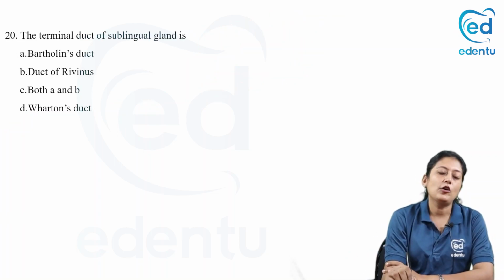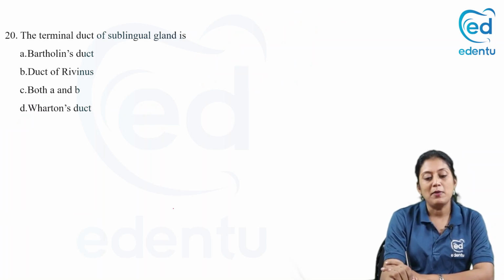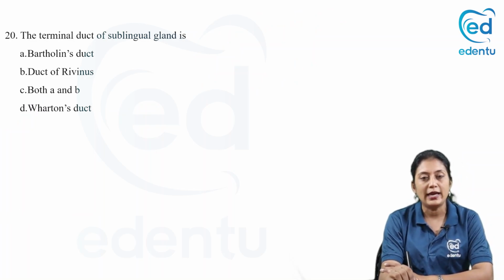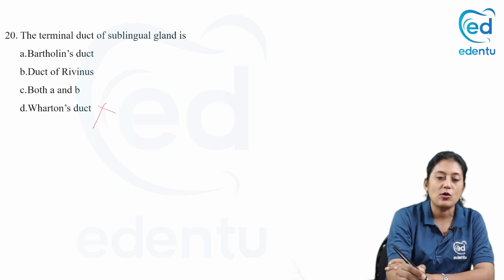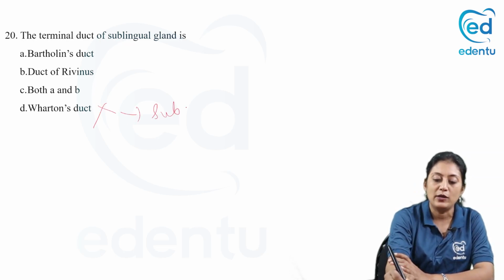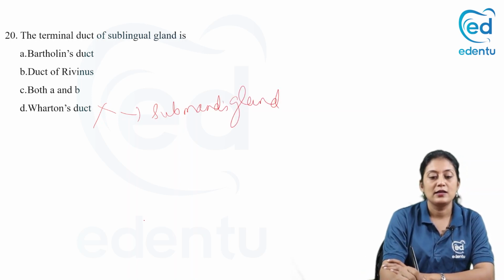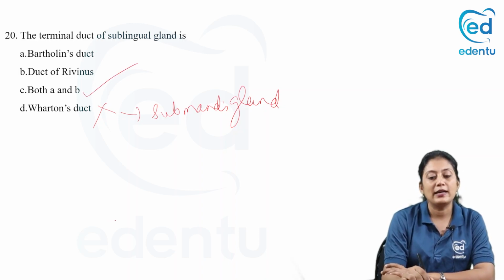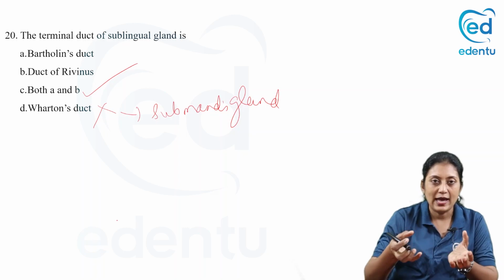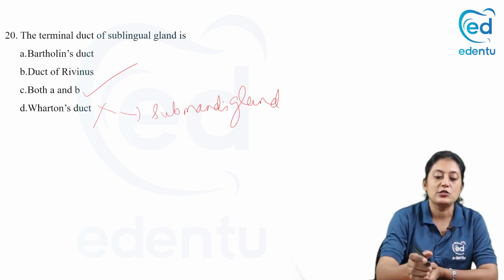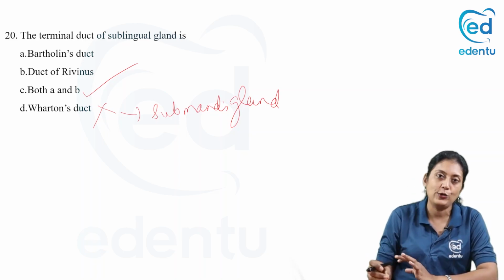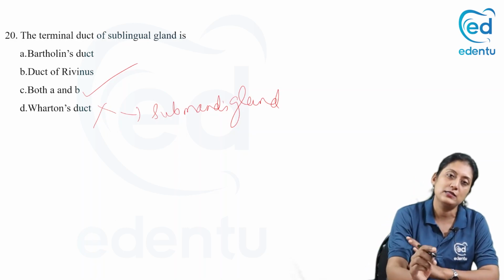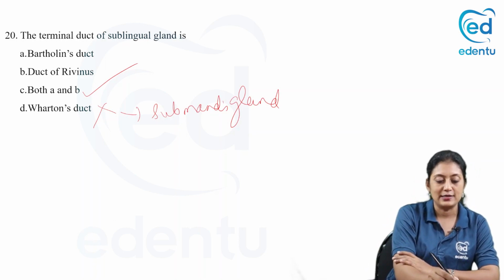The terminal duct of the sublingual gland is called Bartholin duct, Rivinus duct, both A and B, Wharton's duct. Wharton's duct is wrong because that is the duct of the submandibular gland. Whether it is Rivinus or Bartholin, both are correct. Both A and B are correct. Why? Because the sublingual gland has multiple small ducts, which are called ducts of Rivinus, which all combine together and form one terminal duct, that is Bartholin. So both are the right answer. Stenson's duct is the parotid gland's terminal duct.